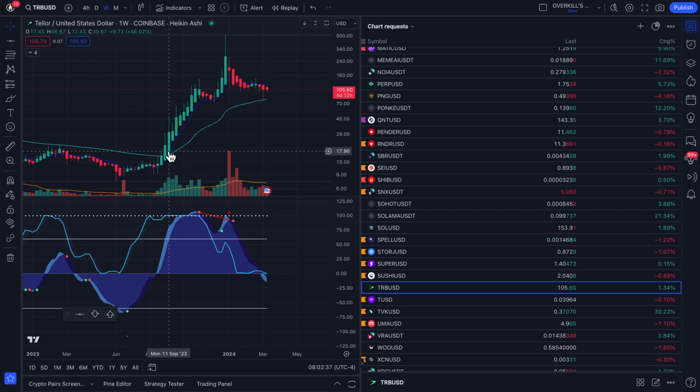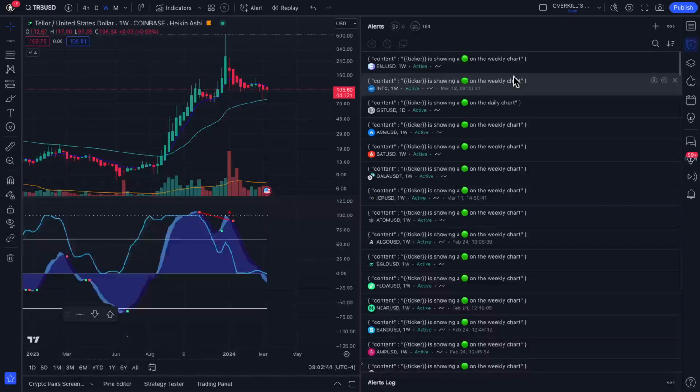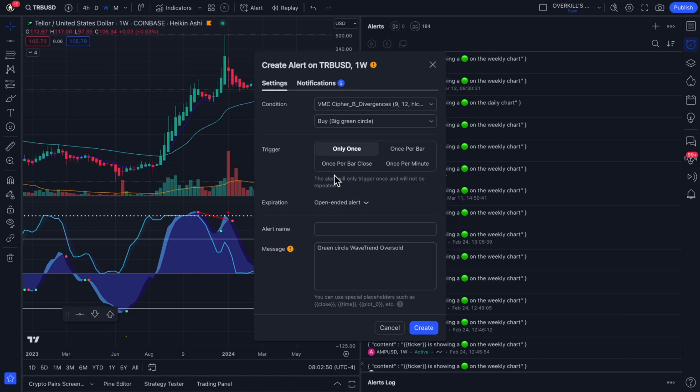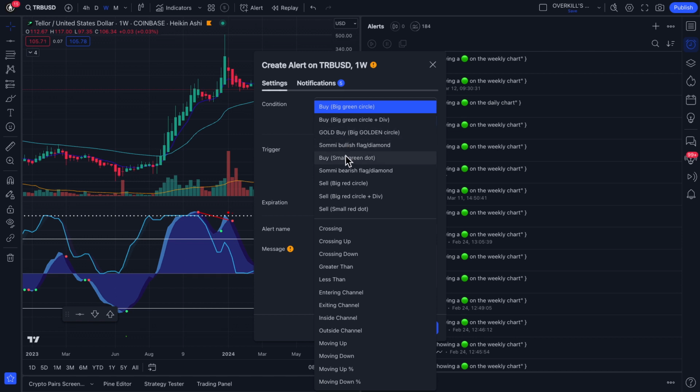Here's TRB. Wow, this one looks good. That one's on Coinbase. I'm going to add this one in. That actually looks pretty good there, folks. This is a really good call out, actually. So that one's now on our altcoin watch list, and I'm going to go ahead and add this one.